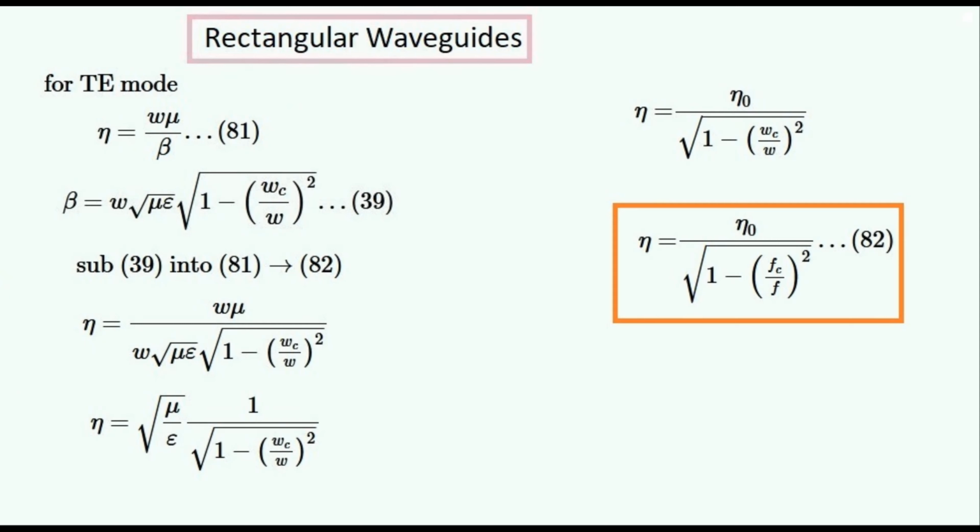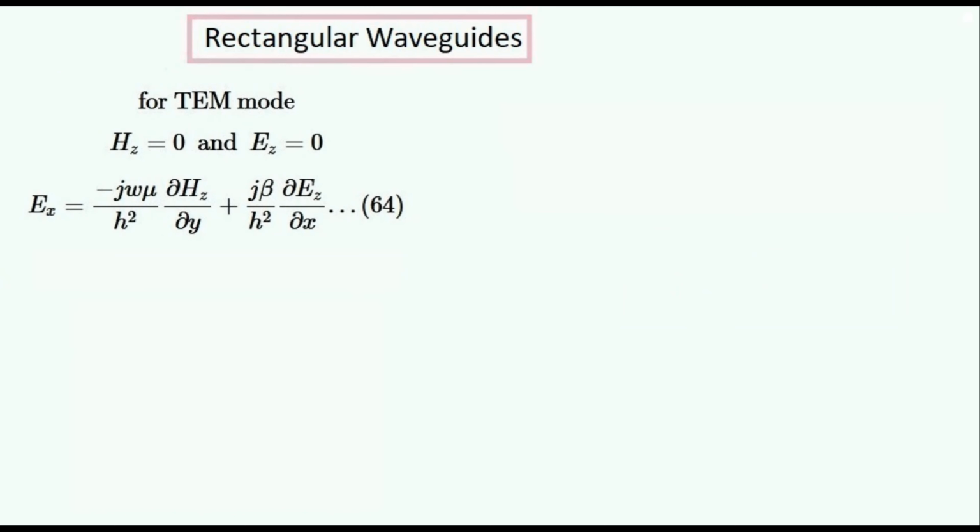We can also find the wave impedance as a function of the frequencies. I've gone into more detail earlier as to how I can get this last equation from the first, using simple algebra. So now to see why the TEM mode can't exist.